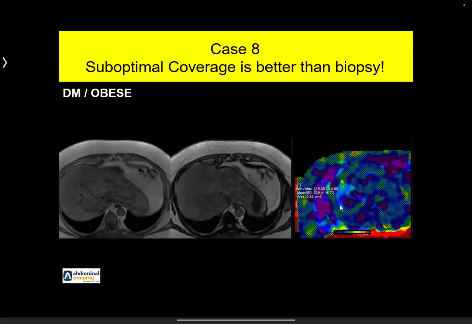Now, sometimes the MR elastography is not very good. The confidence map is very small, but don't get disheartened because this is still better than doing a liver biopsy.